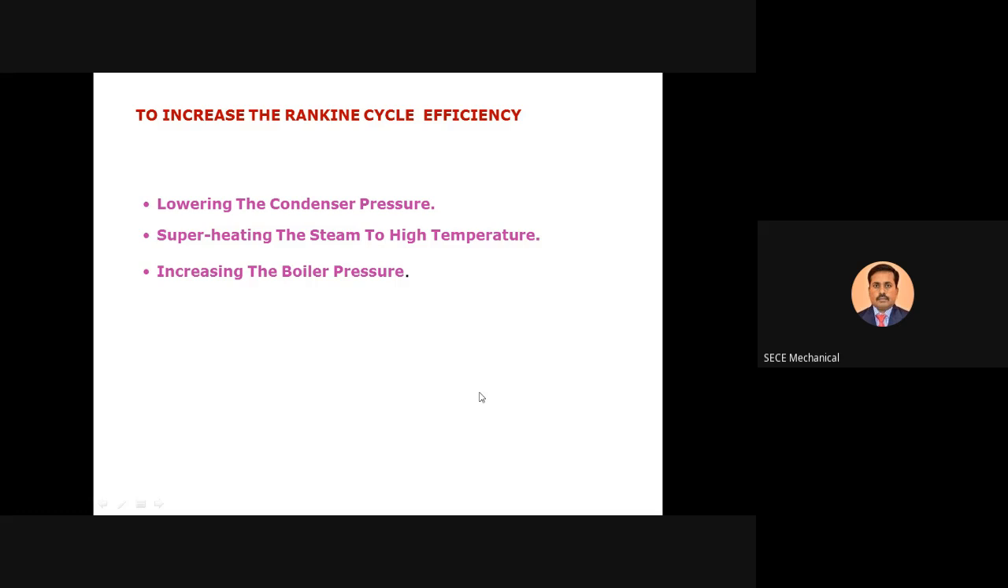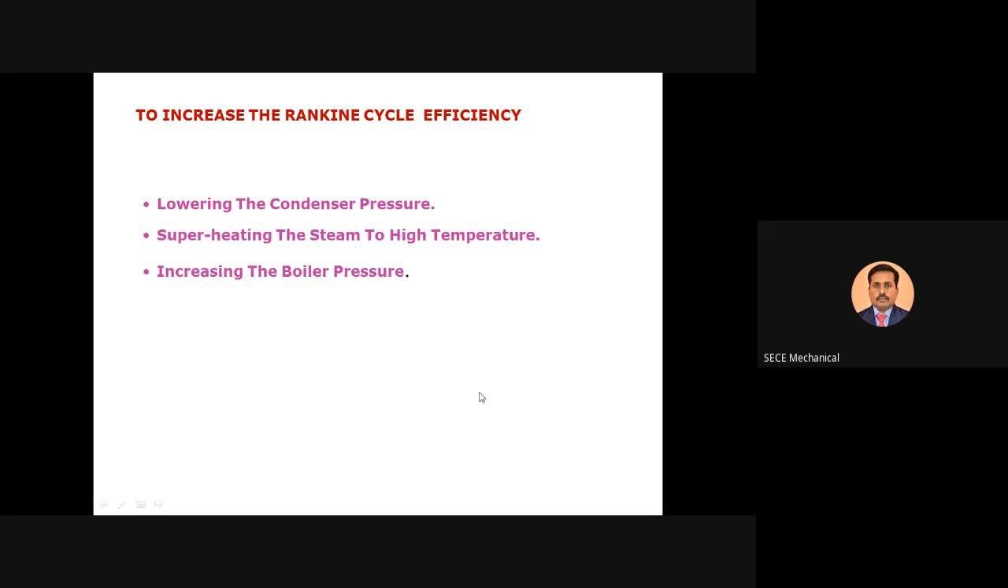The condenser's purpose is to convert the steam into water. If you maintain the pressure low, we can get more water. That is the purpose of lowering the condenser pressure. So in this way we can improve the Rankine cycle efficiency.